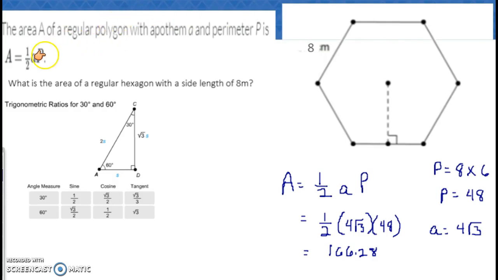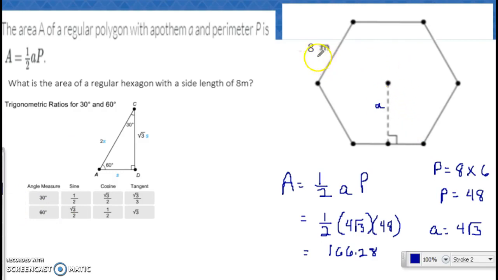The last one is asking you the area of a hexagon. So we have a hexagon here, and they give you the area formula. The area formula is 1/2 times a times P. The small a stands for the apothem, and the perimeter is capital P. Remember, the perimeter is the distance around the figure. The apothem is this segment right here, from the center perpendicular to the side. So this is little a, or apothem.